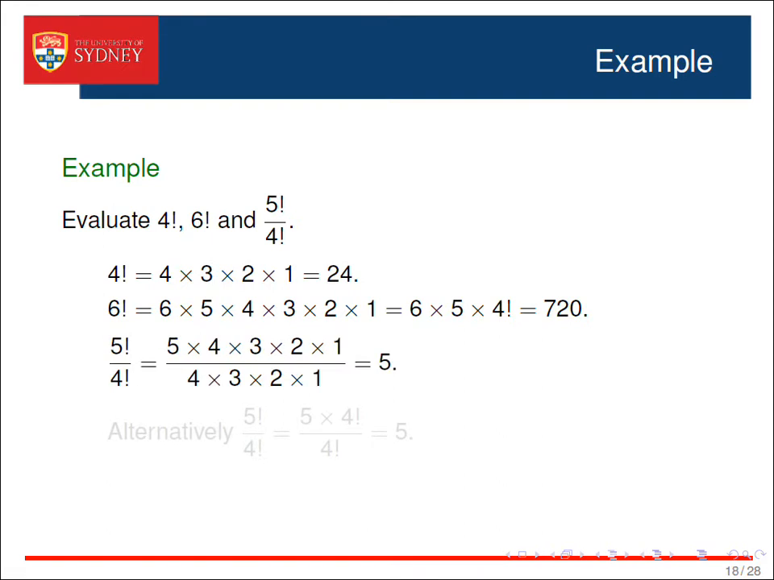For 5 factorial divided by 4 factorial, by expanding the factorials, we can see that everything aside from the 5 gets cancelled out. Thus, 5 factorial divided by 4 factorial equals 5. Alternatively, since we know that 5 factorial equals 5 times 4 factorial, we can simply cancel out the 4 factorial rather than expanding the whole thing.